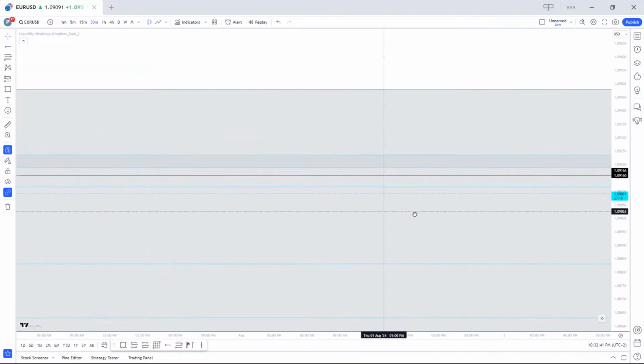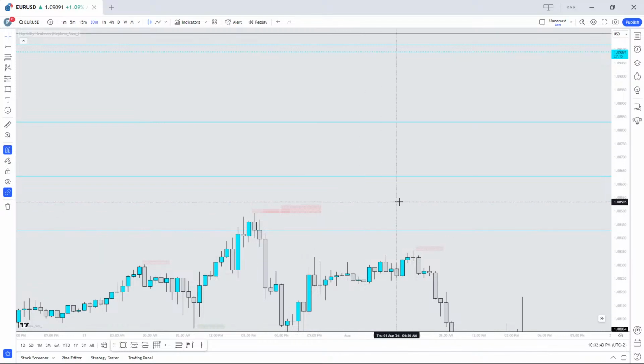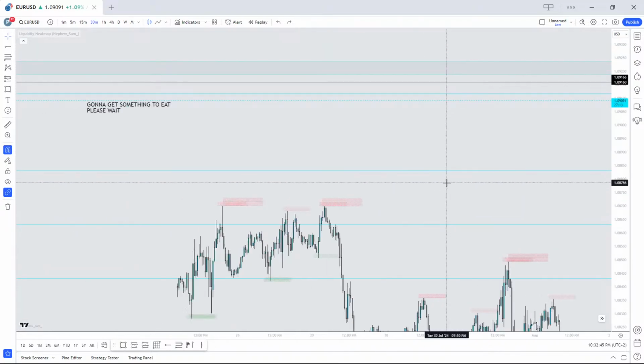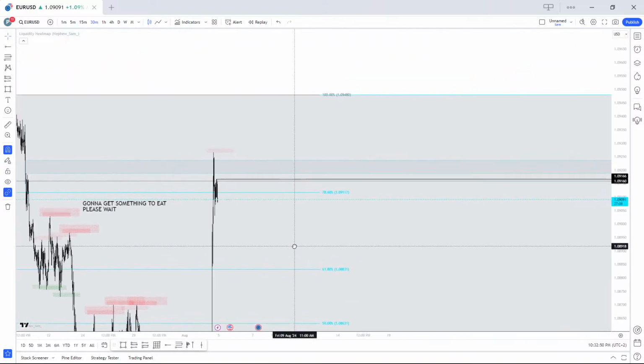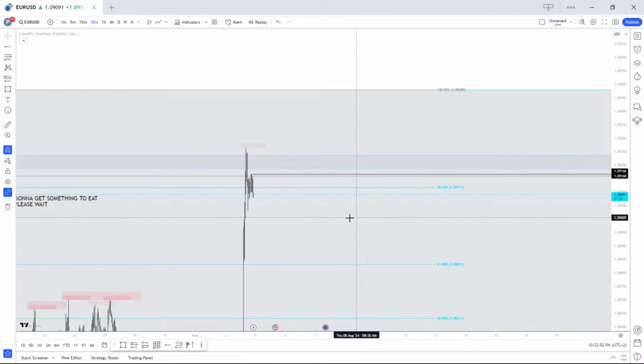Basically, let's look for tops first, because I'm actually very interested. Okay, did it move something or what? Okay, it didn't do anything.